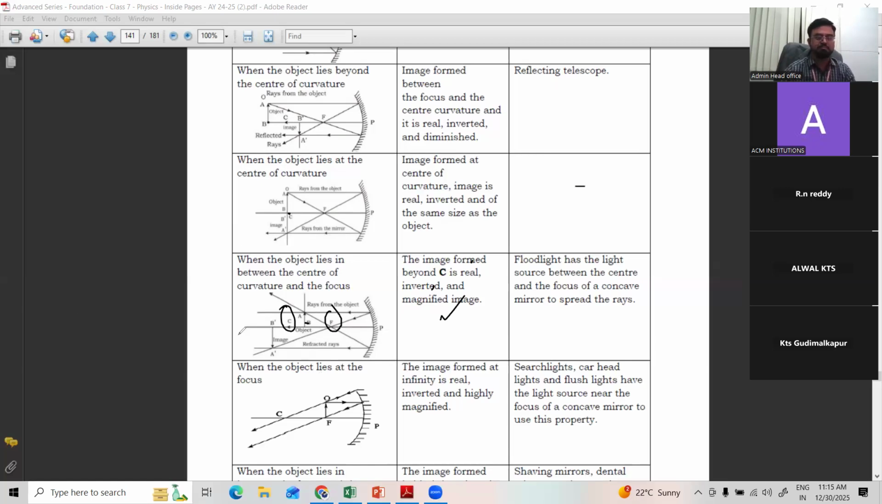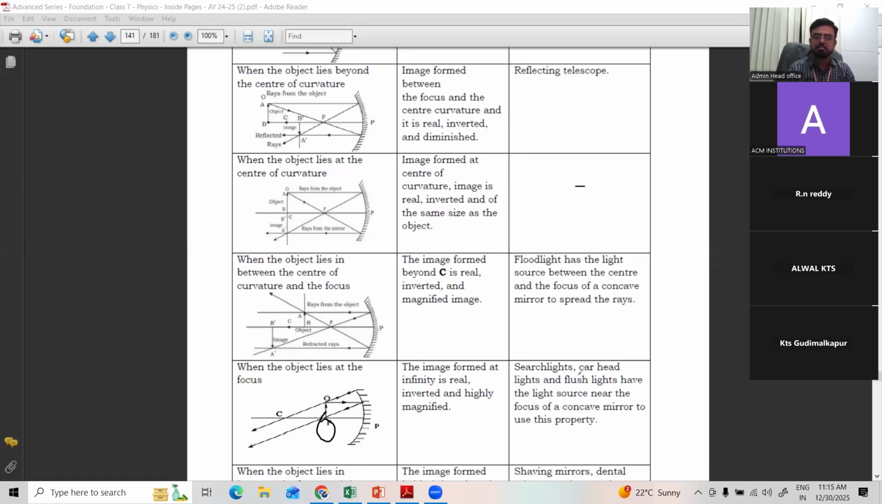And the last one, when the object lies at the focus, we move towards the F now. The object came from infinity, beyond the center of curvature, at the center of curvature, between the center of curvature and focus, and now it came to focus. At focus, the image is formed at infinity. The real image, inverted and highly magnified. Very big one we will get.